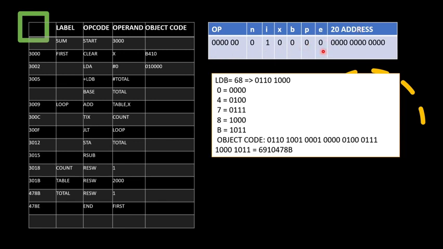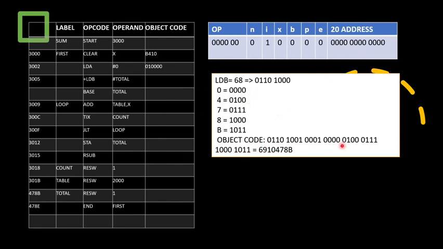E would be 1 because it is in fourth format, and I is also 1 as we have #TOTAL. Hash means immediate addressing mode, so I will become 1 automatically. Now if you can see this, it would become 0478B. 0478B would be the address.